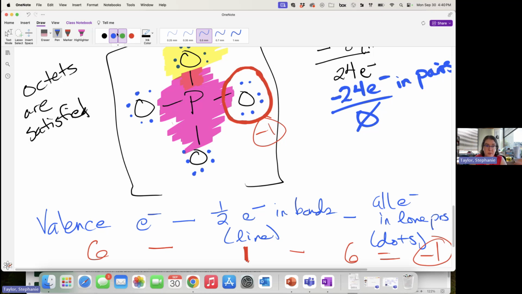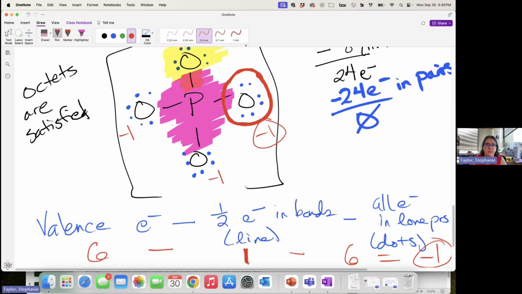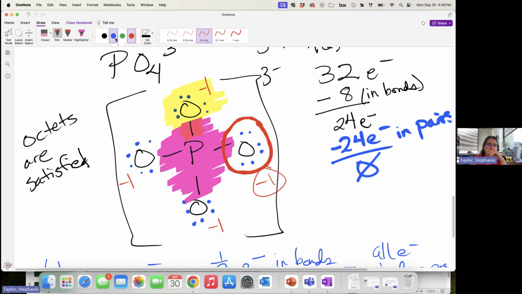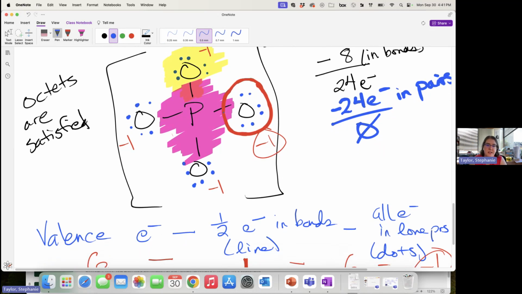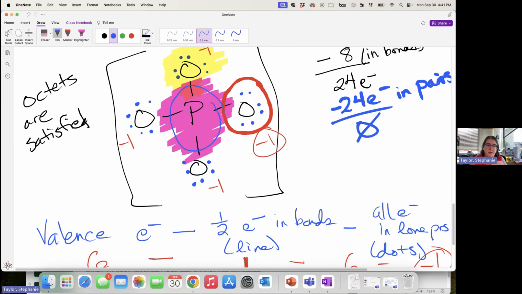So my oxygen has a formal charge of -1. So each one of those would actually be the same. So I'd have a -1 since they're all the same. -1, -1, -1. My phosphorus here in the middle has 5 valence electrons, has 4 lines going to it, has no lone pairs, has a +1.